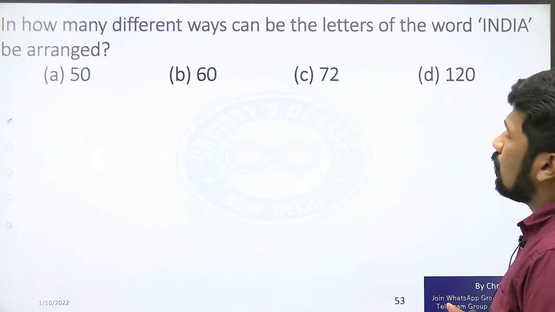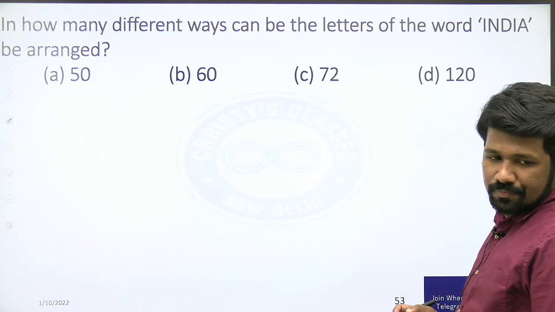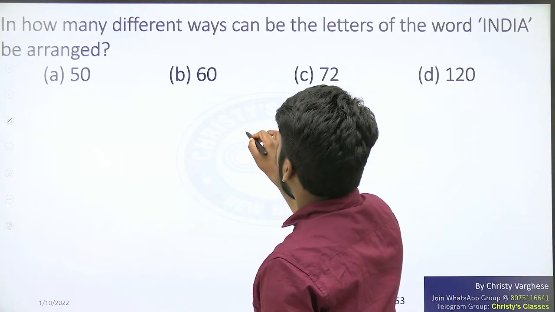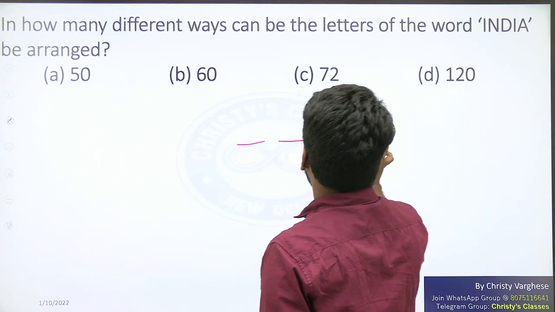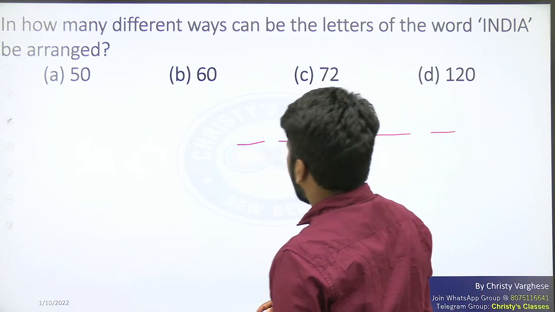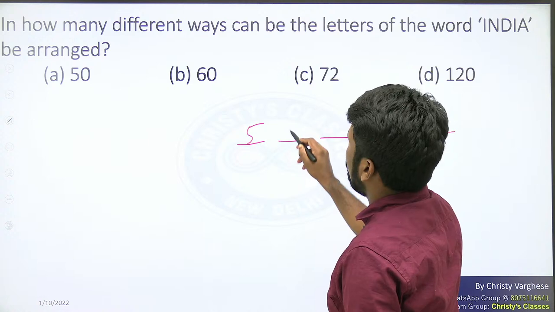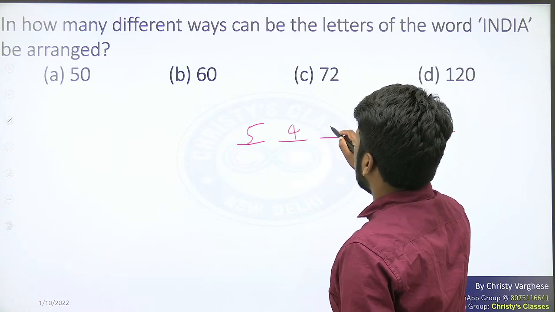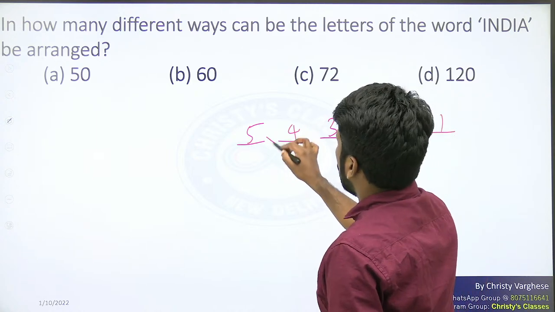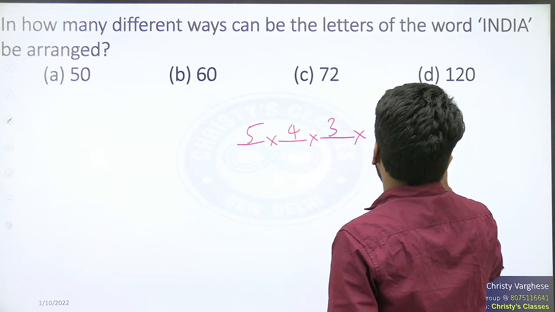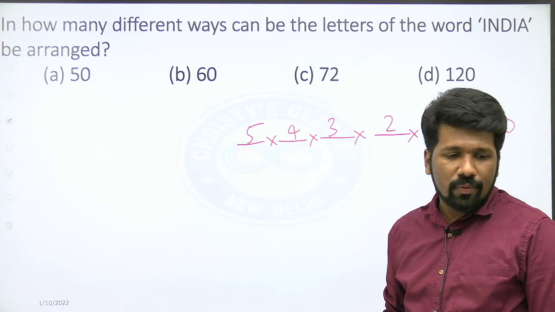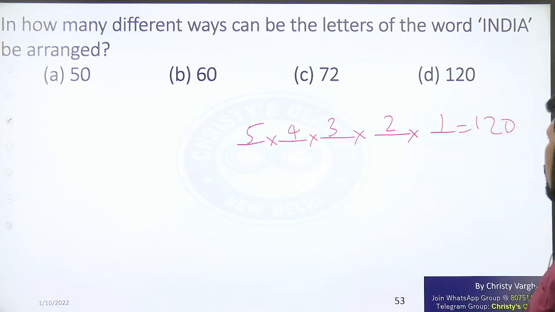Okay, many of you got the answer right for this question. Thank you. So here INDIA has five letters. If all the five letters were different, five factorial arrangements would have been there. Five ways you can fix the first position, four ways the second position, three ways the third, two ways the fourth, one way the fifth. So 5 into 4 into 3 into 2 into 1, total 120 ways you can do that.